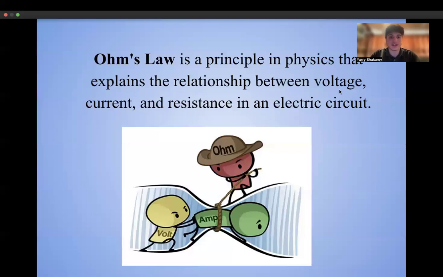So Ohm's law is a fundamental relationship in physics that is defined by the equation V equals IR, which explains how these variables interact in electrical circuits, which we have already learned in lecture, but I wanted to include this photograph because I find it pretty funny how this represents the relationship between the three.